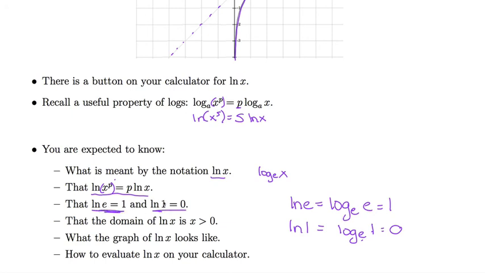It's just 0. You need to know the domain, you need to know what the graph looks like, and you need to know how to evaluate ln on your calculator.